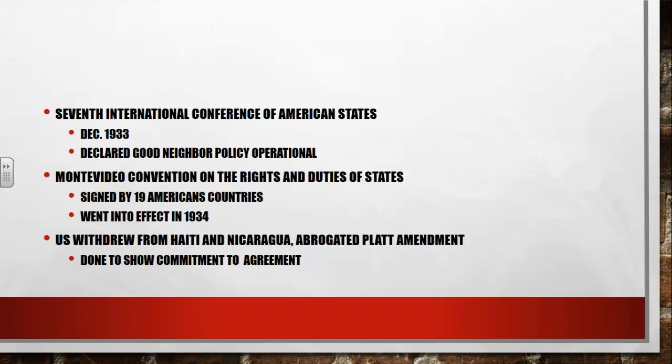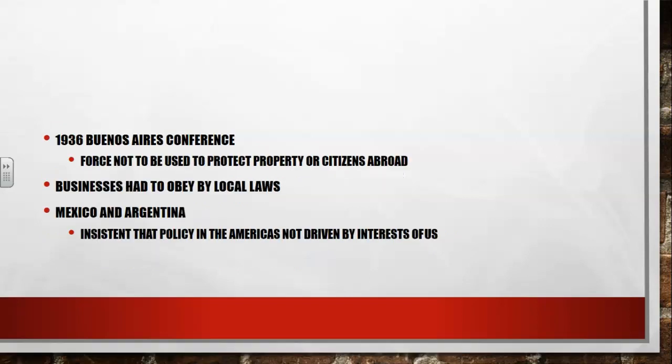It's going to be the way the United States is going to show its commitment to the Good Neighbor Policy. Then we're going to get to the 1936 Buenos Aires Conference, when the United States and these American countries are going to meet, and they're going to say that force will not be used to protect property or citizens abroad. So if there's an American company operating in, say, Peru, and the Peruvian government is doing something that's going to hurt that company, their bottom line, the United States is not going to send in military force to protect property or citizens that are abroad.